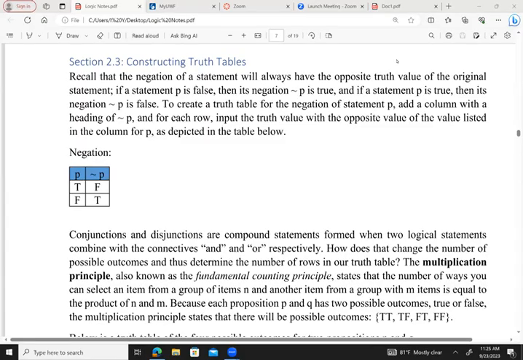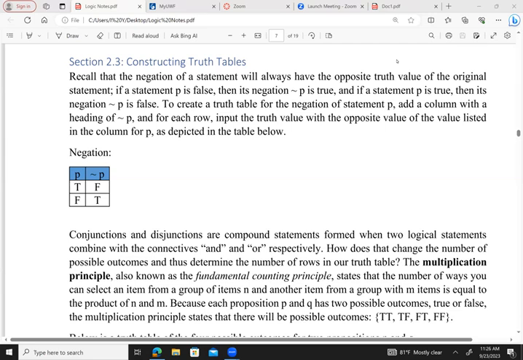Okay, today we're going to look at constructing truth tables. So if you recall, the negation of a statement will always have the opposite truth value of the original statement. If a statement P is false, then its negation is true, and if a statement P is true, its negation is false. To create a truth table for the negation of a statement P, add a column with a heading P, a heading of not P, and for each row, input a truth value with the opposite value of the value listed in the column for P, as you see below.